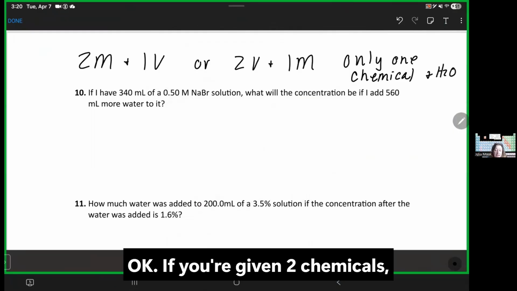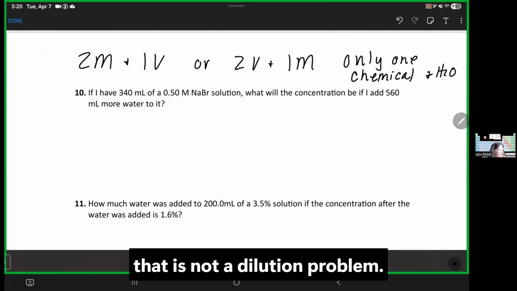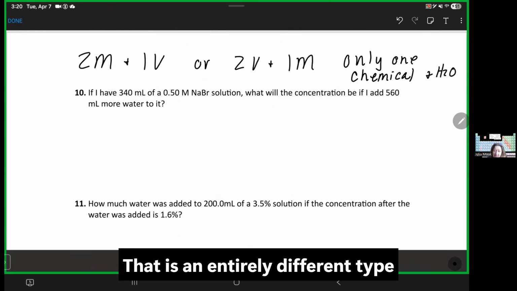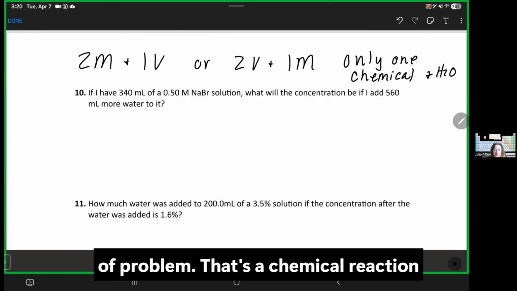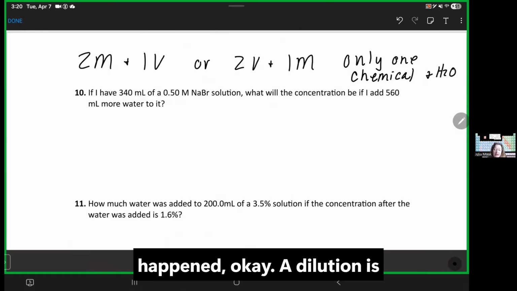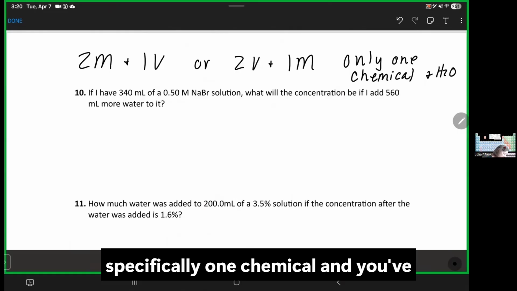Okay. If you're given 2 chemicals, that is not a dilution problem. That is an entirely different type of problem. That's a chemical reaction that happened. Okay, a dilution is specifically 1 chemical and you've added water to it.